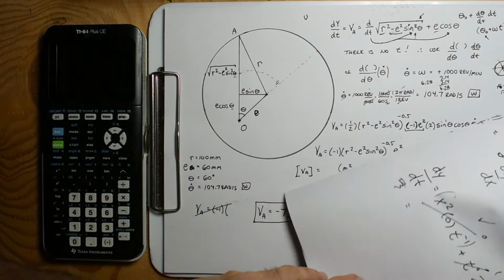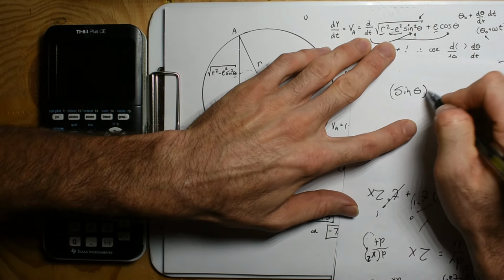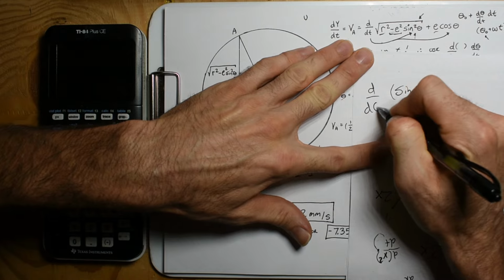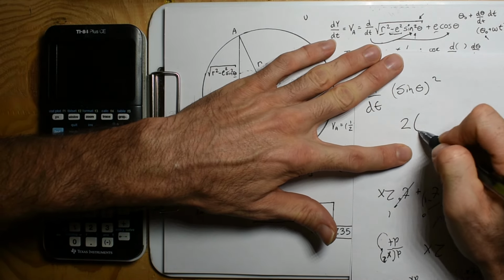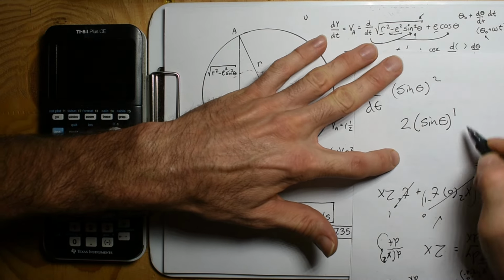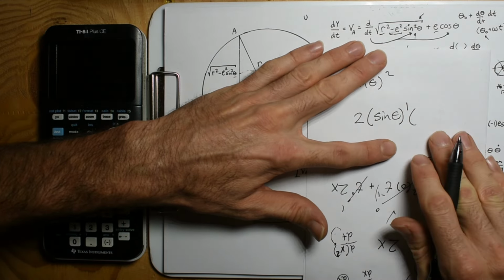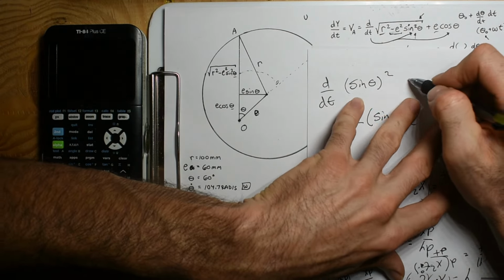And again, this was sine theta squared, and if we take this d theta, okay, we're going to bring down the 2, keep what's on the inside, bring down the power, and then you have to take the differential of the inside. The differential of sine is cosine, and I will go over that every time.